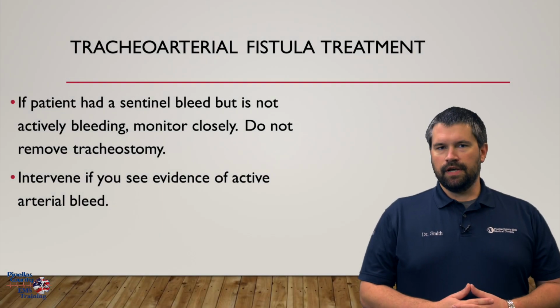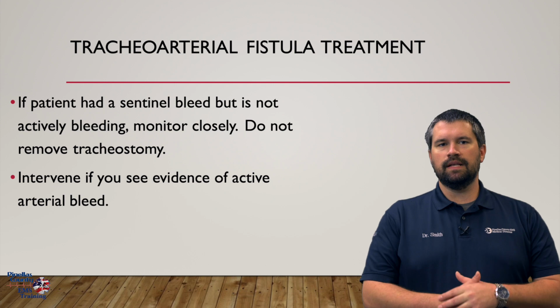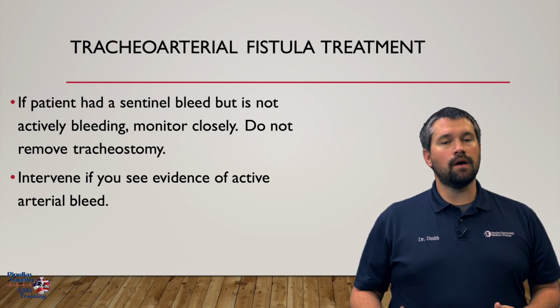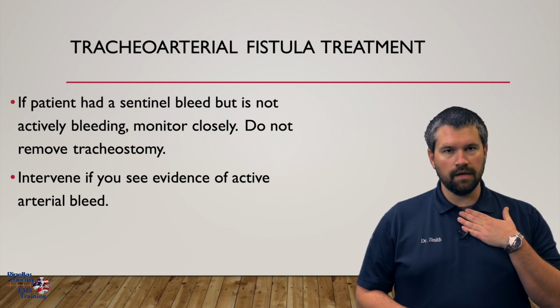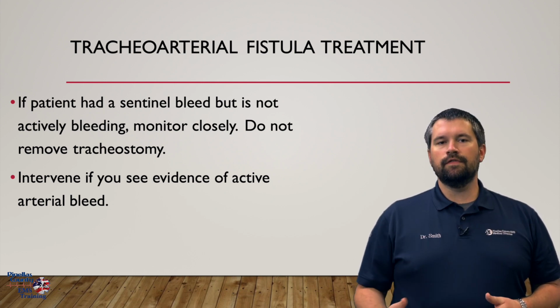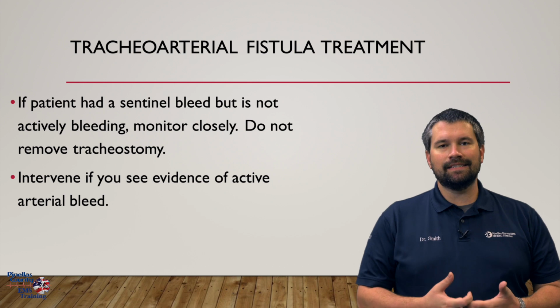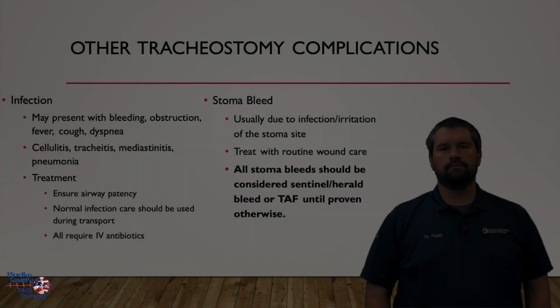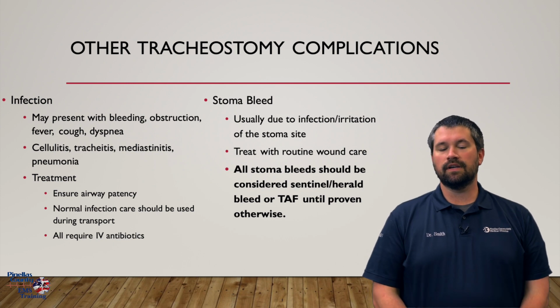How do we tell if there is a tracheoarterial fistula? When you arrive at bedside, look for bleeding. If a patient had a sentinel bleed but is not actively bleeding, monitor very closely, but do not remove the tracheostomy. You should intervene immediately if you see evidence of an active bleed, especially if you see an active arterial bleed. Let's talk about some other tracheostomy complications.